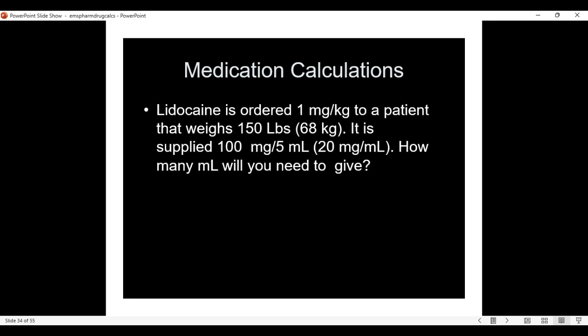Lidocaine is ordered 1 milligram per kilogram to a patient that weighs 150 pounds. I've done the conversion for you at 68 kilograms. It is supplied in 100 milligrams per 5 milliliters, or it'd be 20 milligrams per milliliter. I've done that conversion. So how many milliliters are you going to need to give? Take a moment, pause the video, come back when you have your answer, and compare it to what I'll give you.